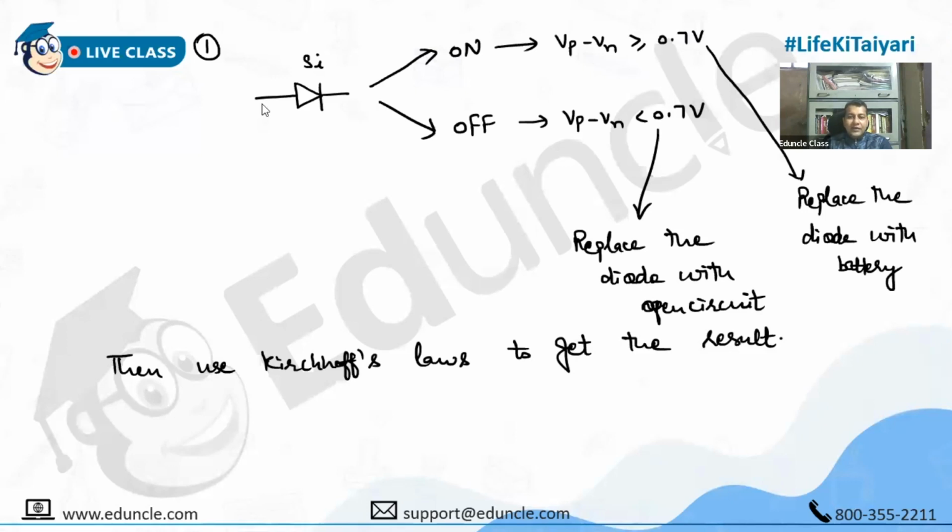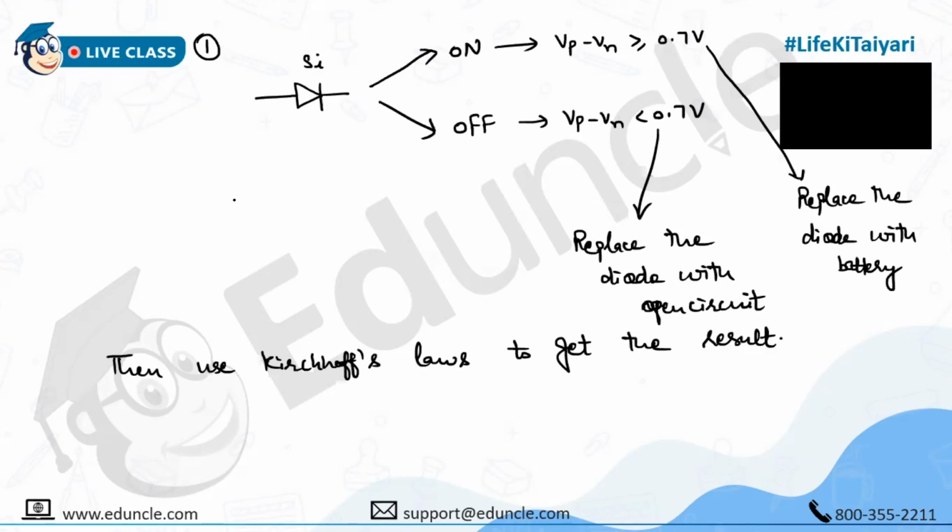So I have written the complete procedure. Please have a look at this. Are you able to understand? Yes, sir. I have given you the example of silicon. Similar is the thing for germanium. Then this value will be replaced by 0.3. Clear? Yes, sir.